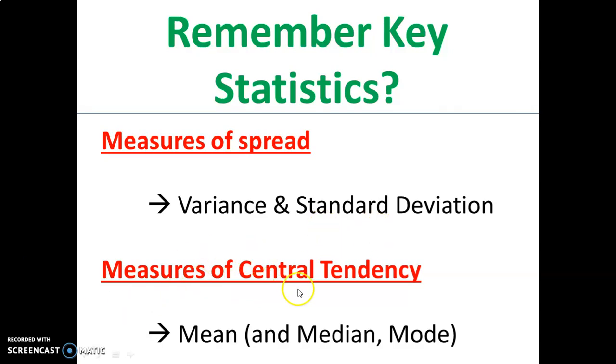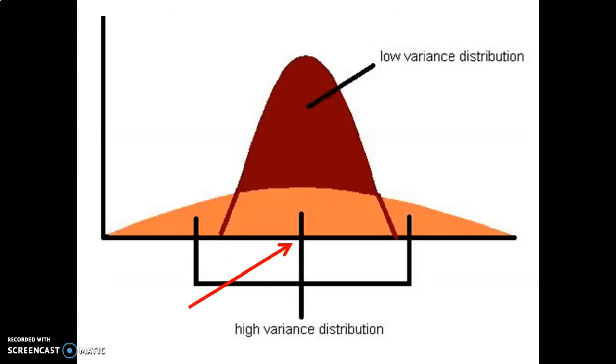And there are measures of central tendency, such as mean, median, and mode, and these tell us about where the center of a data set is. Here's an example of two distributions. This one here in dark color has a low variance. You can see that if the mean is the middle value, the data set is not spread out too much from the mean in the middle.